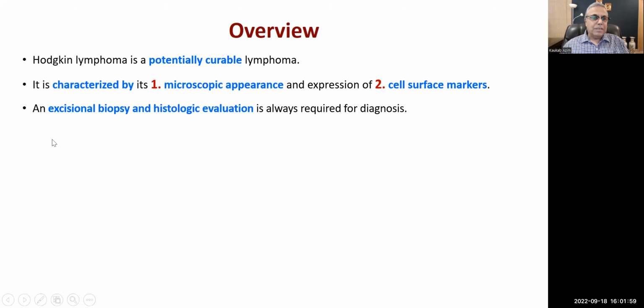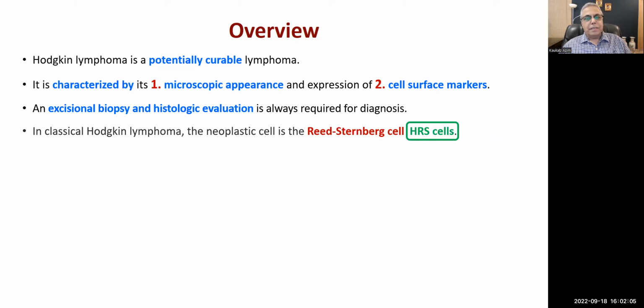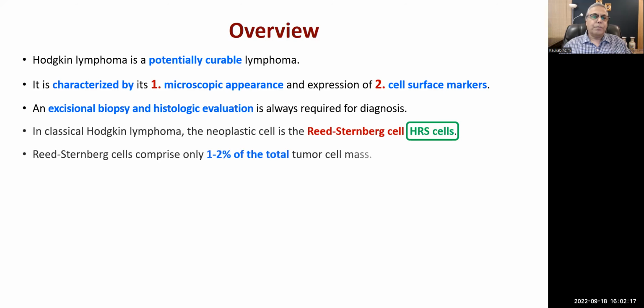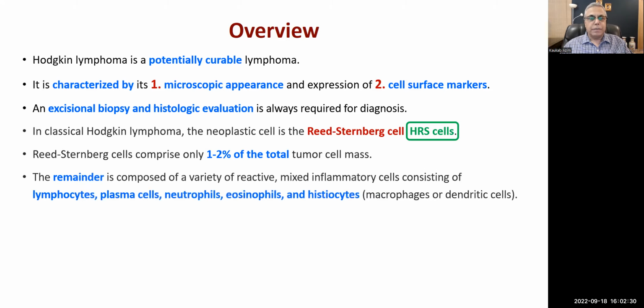So an excisional biopsy and histologic evaluation is always required for diagnosis. And in classical Hodgkin lymphoma, the neoplastic cell is Reed-Sternberg cell, which we write as HRS, which stands for Hodgkin-Reed-Sternberg cell. So in the whole tumor, just 1 to 2% of the cells are Reed-Sternberg cells. They are large cells with multiple nuclei. I'll show you in one of the slides.